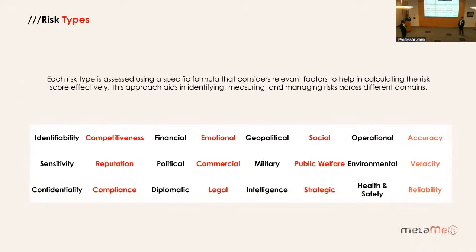And these records contain a lot of risk. So when it comes to information related to your personal identification, we have a certain risk which is called identifiability. We also have risks which include sensitivity, confidentiality, commercial, and military risk.